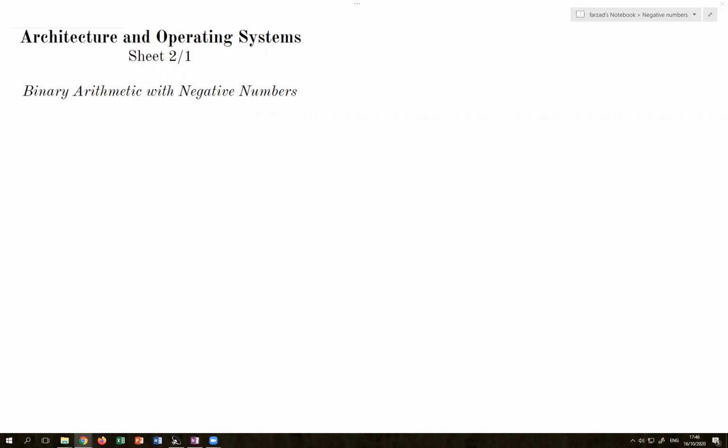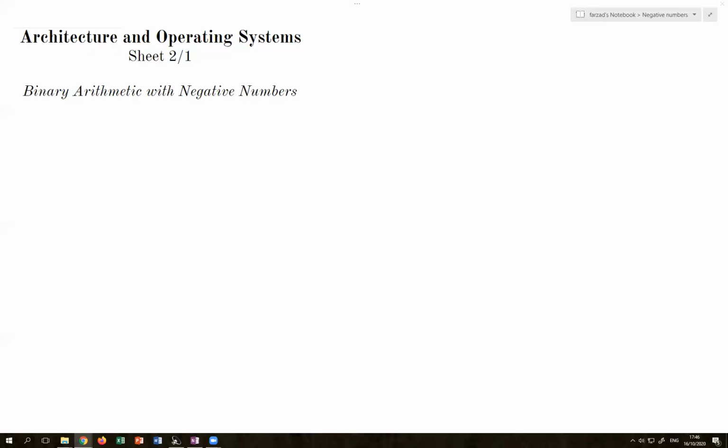We are in week 2, and this week I'm going to discuss binary arithmetic with negative numbers. In the previous week we learned about binary numbers, how to convert binary to decimal and decimal to binary, and the operations: addition, subtraction, multiplication, and division. If you are not confident about those topics, please go back to last week's material and watch the videos.